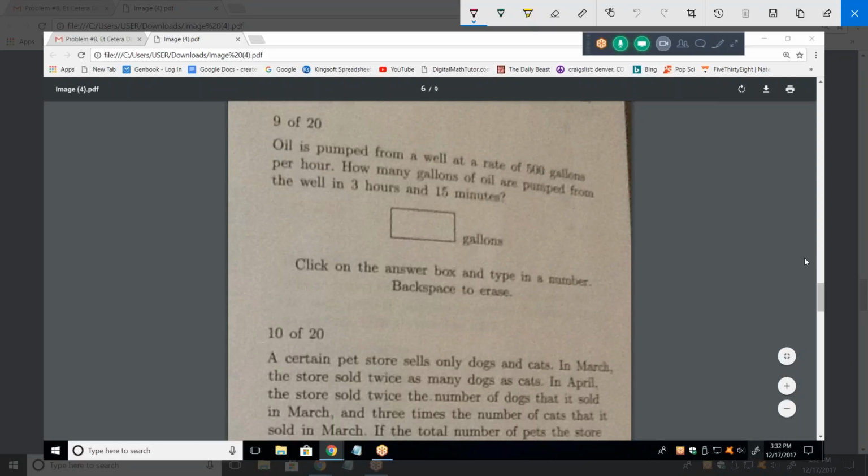So what do I need to do here? Oil is pumped from a well at a rate of 500 gallons per hour. My tendency is to see, well, we already know how many per hour. How many gallons are pumped? This is pretty straightforward. It'd be 500 times 3.25? Yep. That's the only difficulty at all, converting that to a decimal of hours.